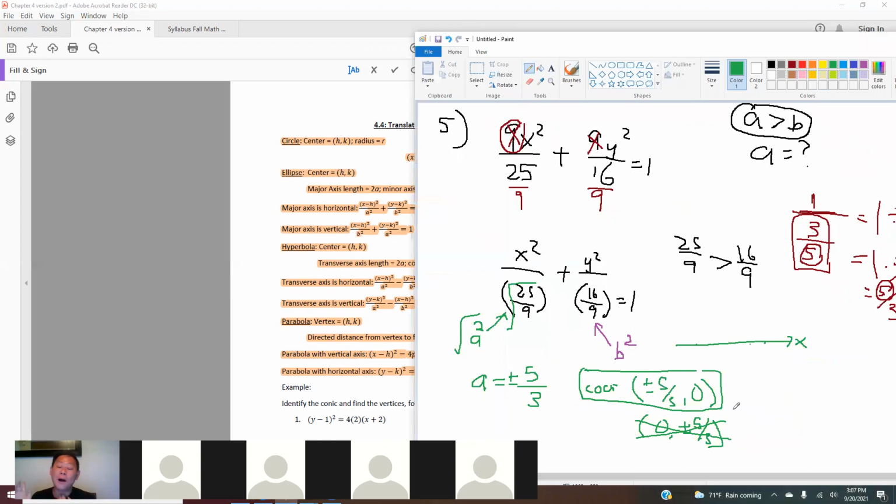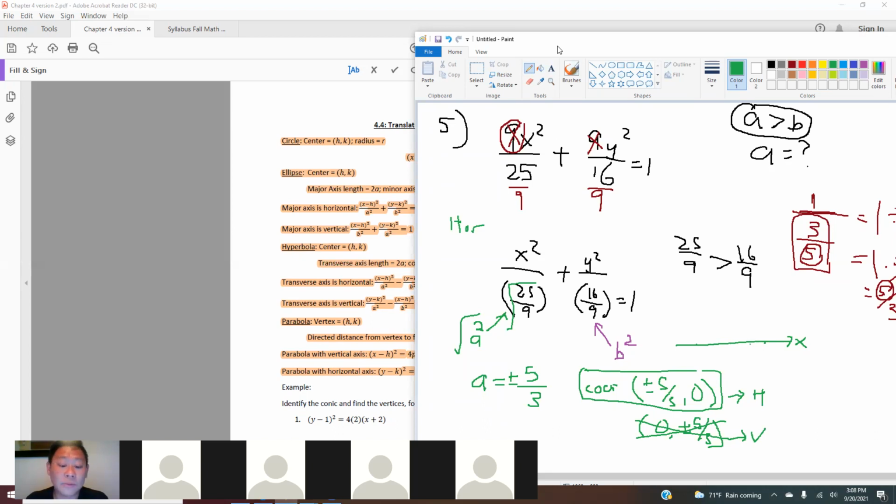So again, there are a few things I want to point out here. First thing is make sure you know that this is A squared, not A, and then you take a square root. And once you get A, you need to watch out which one it is. If you have a horizontal one, it is going to be this. If you have a vertical one, this is for horizontal and this is for the vertical one. Since the A is underneath the X, we know this is a horizontal ellipse.